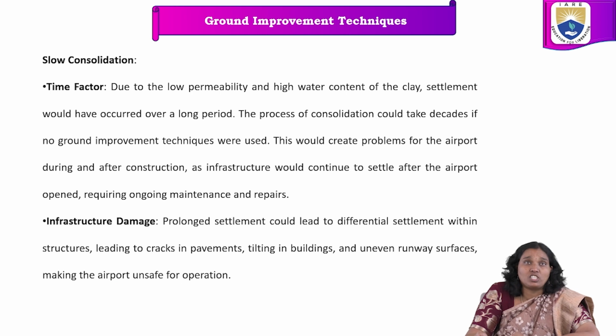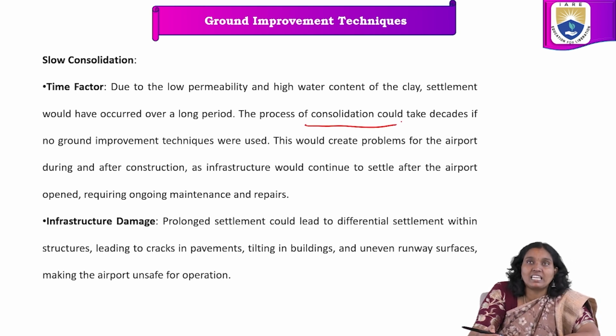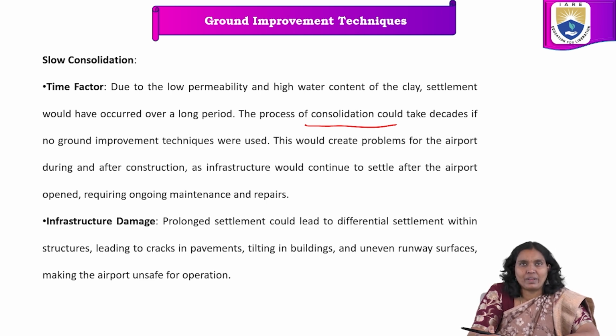In slow consolidation, the time factor and infrastructural damage: due to the low permeability and high water content of the clay, settlement would have occurred over a long period. The process of consolidation could take decades if no ground improvement techniques were used. This would create problems for the airport during and after construction, as infrastructure would continue to settle after the airport opened, requiring ongoing maintenance and repairs.